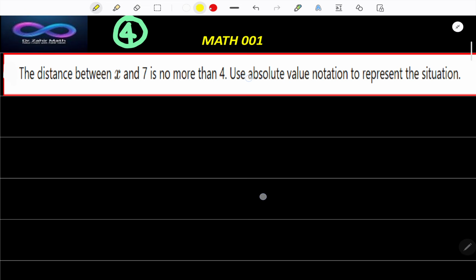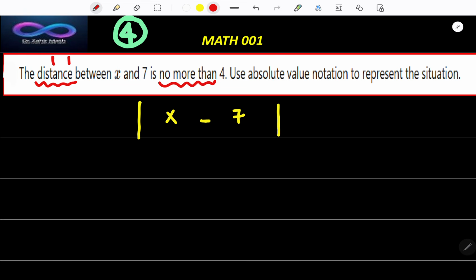The next word is what? Distance. Usually for distance, we are using absolute value. Keep in your mind. Distance between x and 7. I told you in the class, distance always calculated using absolute value. And you're going to find the distance between Yanbu and Jeddah. Remember? So we are going to put minus. So the distance between what? X and 7. Right. Is no more than.